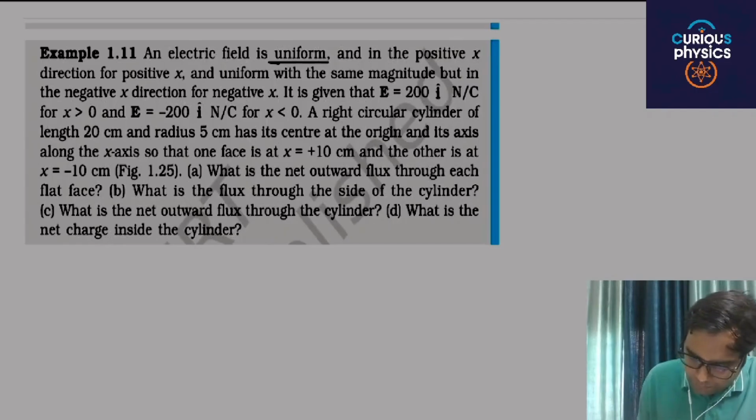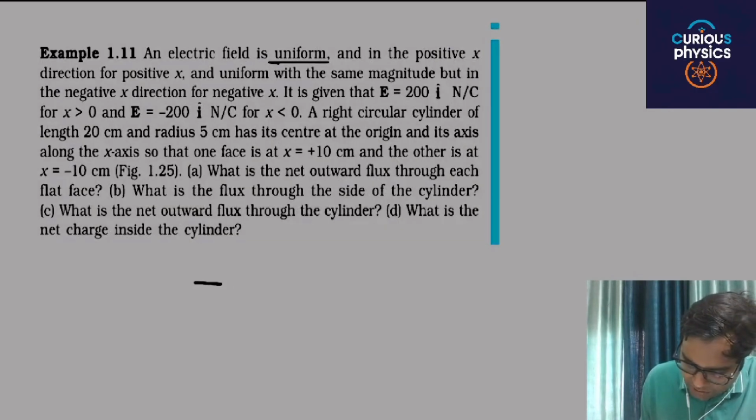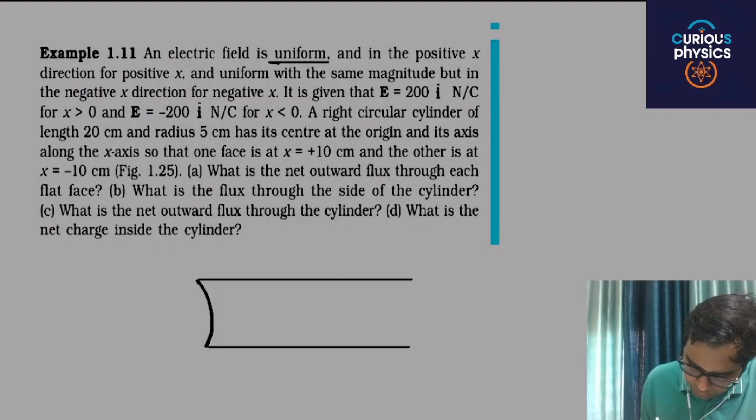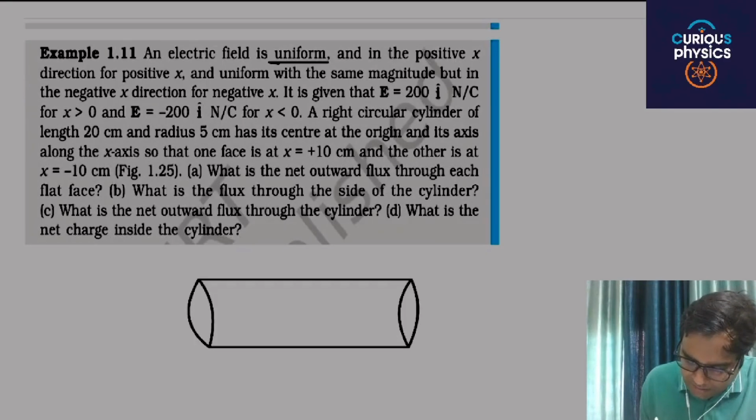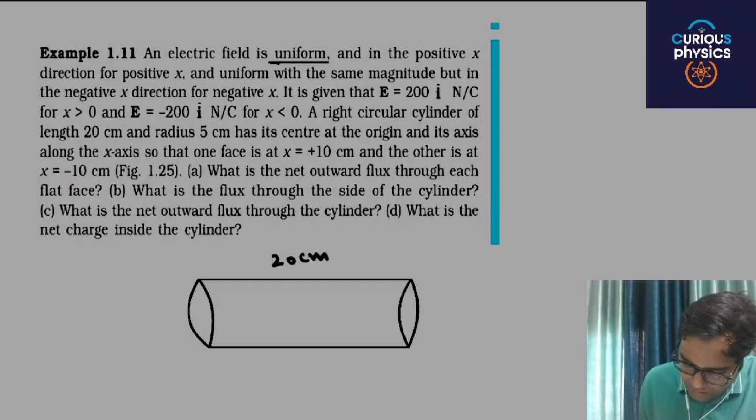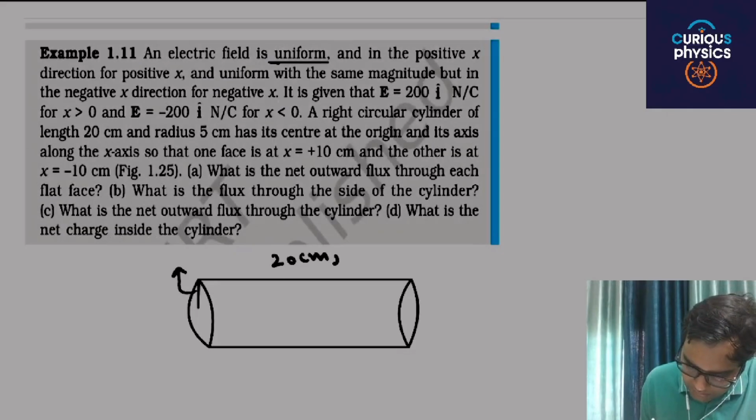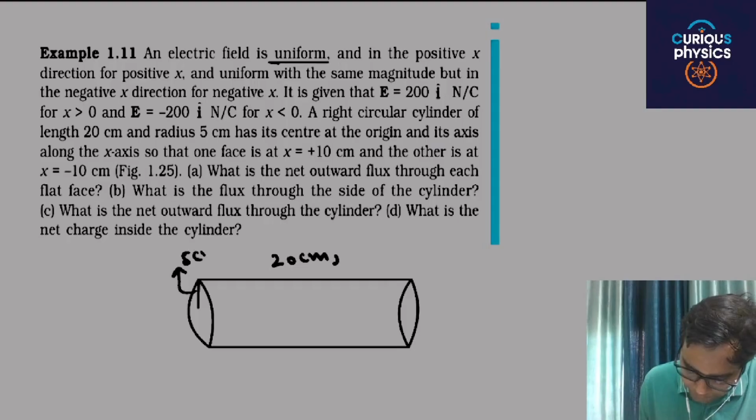Okay, so the question is like this. This is your cylinder. This is basically the cylinder, and the length of the cylinder is given as 20 centimeter, and the radius of the cylinder, radius means this part, I think the radius is 5 centimeter.